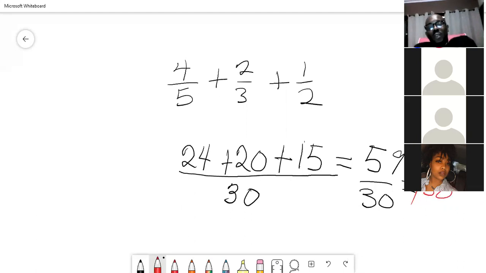Of course, you can do all of this with a calculator, but the reason why it's good not to rely on a calculator is because you want your brain to become very sharp so you can do these things in your head, right?